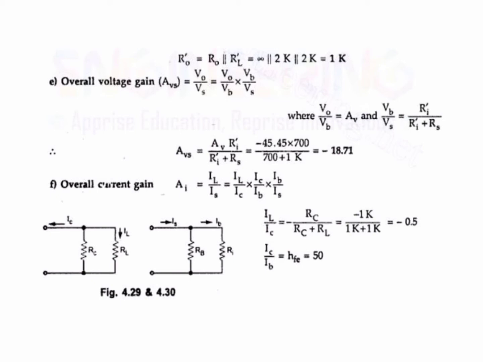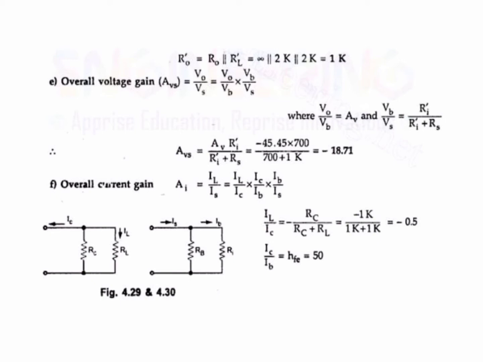by IC and IB. Okay, now IL by IC is equal to minus RC by RC plus RL, which is known as the current divider rule in figure 4.25. You can observe this current divider rule from figures 4.29 and 4.30, which is equal to minus 0.5, and IC by IB is equal to HFE, because HFE, as I previously told, is the current gain. So current gain is equal to output current by input current. IC by IB is equal to 50.